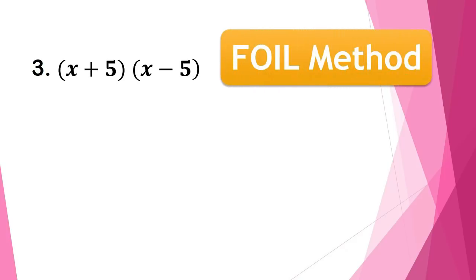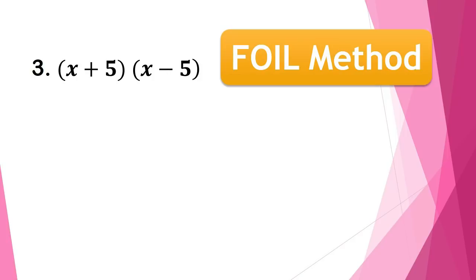Number 3, we have here a binomial to a binomial. Since we have a binomial to a binomial, we need to use the FOIL method. This is the easiest way to identify the product when we are multiplying a binomial to a binomial. So let's simplify the given example using the FOIL method.